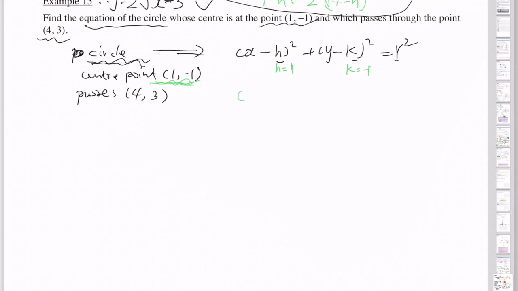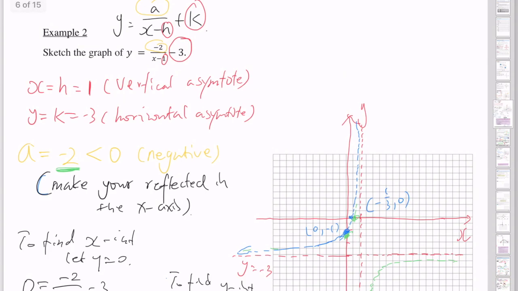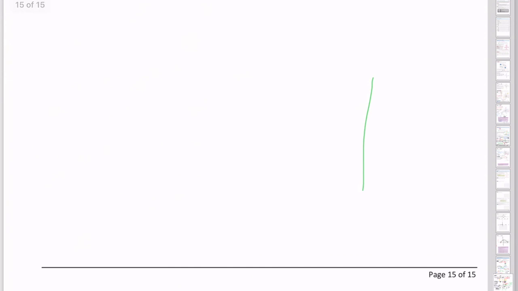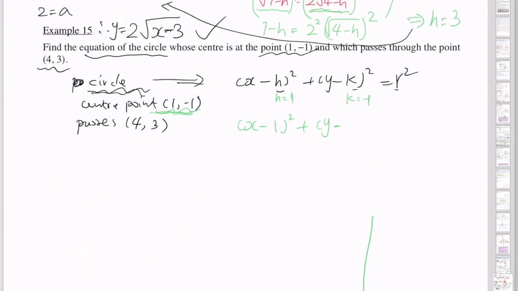So x minus h, h is 1, squared, plus y minus k, k is negative 1, squared equal to r squared. Then I'll have x minus 1 squared plus y plus 1 squared equal to r squared. Okay, so now we need to find the value of r.